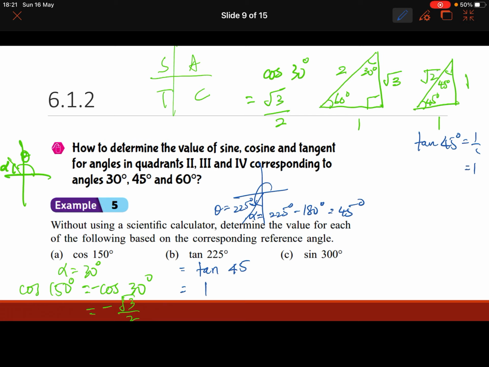Okay. Sine 300. Sine in the fourth quadrant is negative because only cos is positive. So sine 300 equals negative sine of 360 minus 300, which equals negative sine 60. Sine 60 is √3 over 2. So negative √3 over 2.